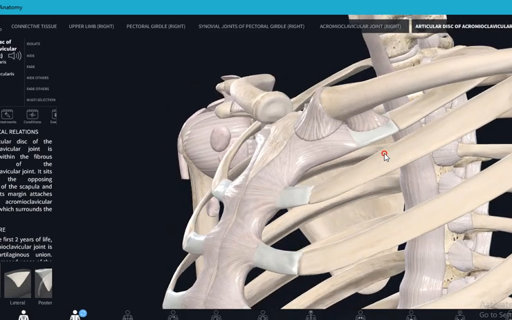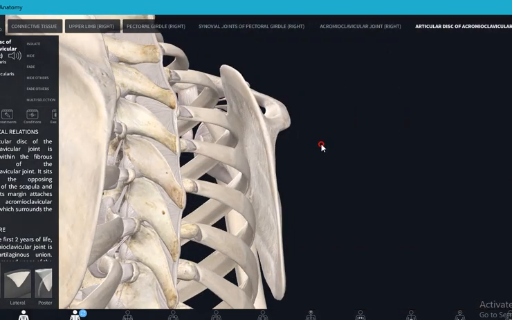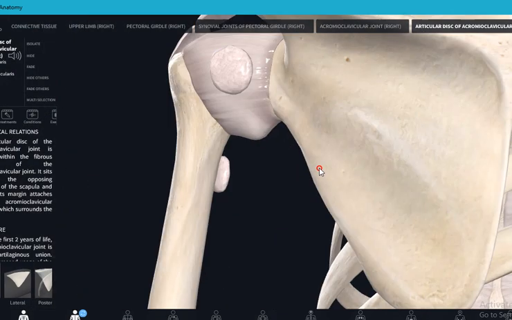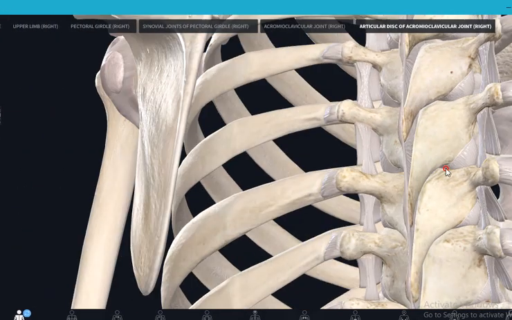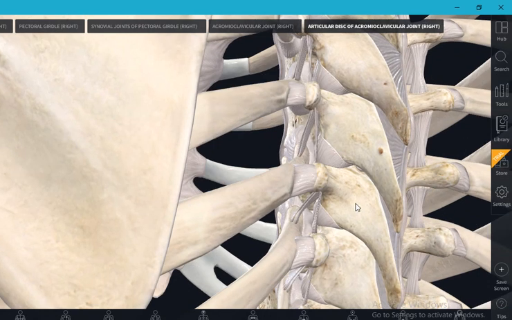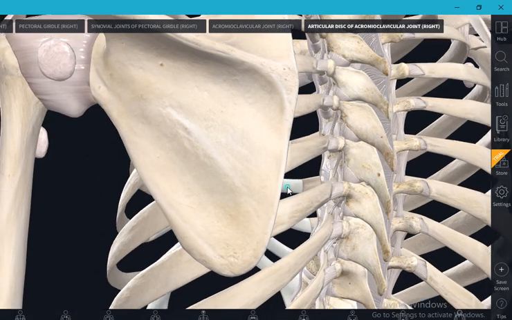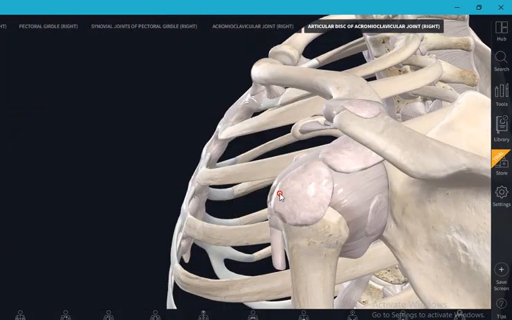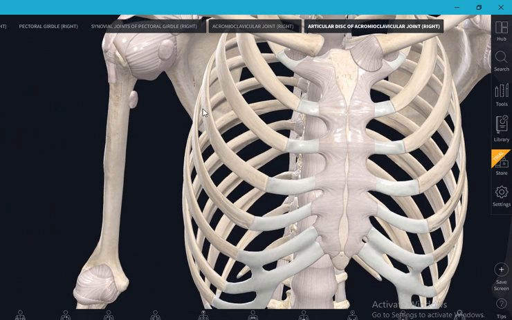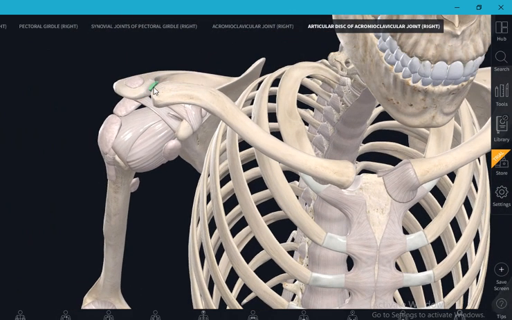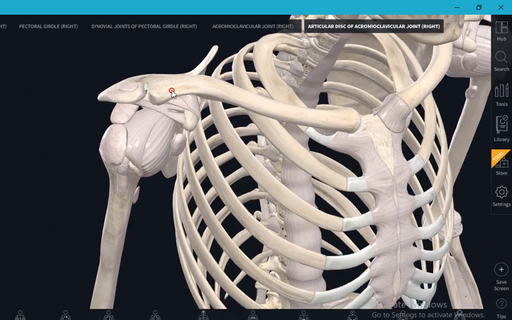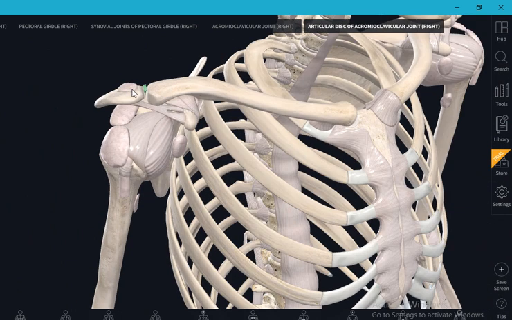Now the other joints which have an articular disc are found in the vertebral column, and those are called the intervertebral joints. The intervertebral joints have a disc consisting of the nucleus pulposus and the annulus fibrosus. We also see a small disc located here, which is called the articular disc of the acromioclavicular ligament. Now this part here is going to be a subacromial bursa.